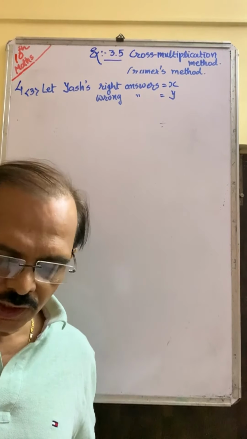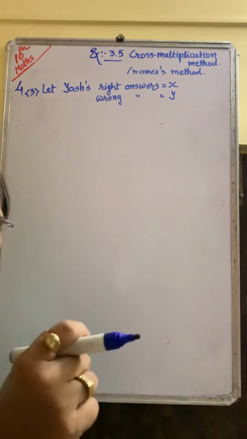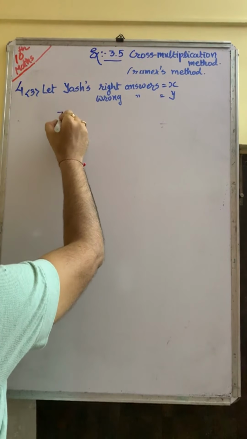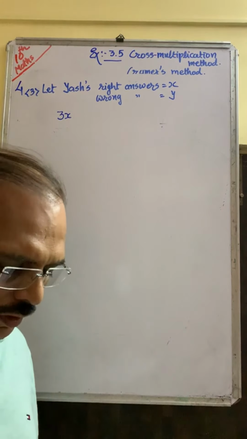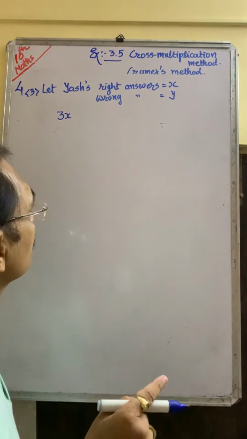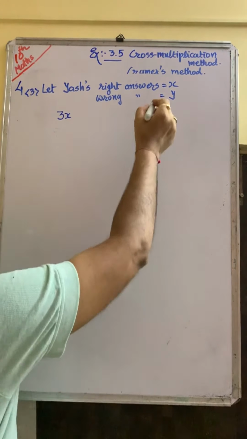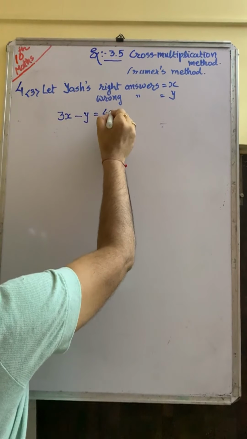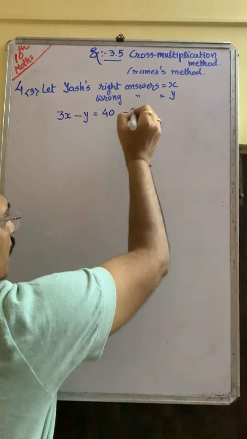Getting 3 marks for each right answer. Right answer total is x. One answer 3 marks. So x answers, he got 3x marks for right. Okay, and losing 1 mark for each wrong answer. How many wrong answers? See, given y. 1 mark for each answer, so 1 multiplied by y, he'll lose it. So minus y, and after that the total score is 40. This is your equation number 1.